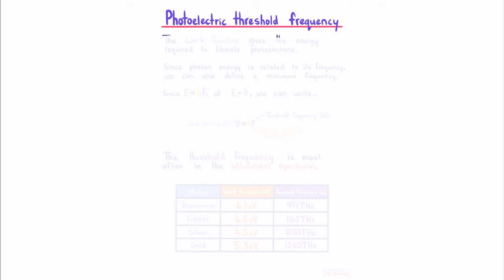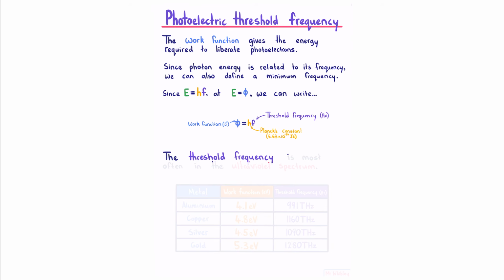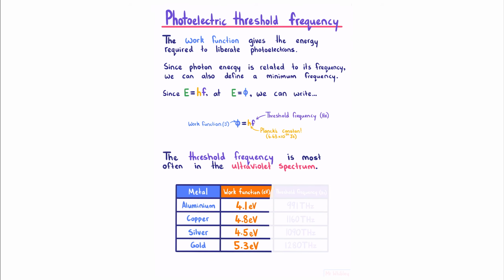Photoelectric threshold frequency. The work function gives the energy required to liberate photoelectrons. Since photon energy is related to its frequency, we can also define a minimum frequency. Since E equals hf, at E equals the work function, we can write that the work function is hf, where our f is the threshold frequency. The threshold frequency is most often in the ultraviolet spectrum. Here are the same metals from earlier, and here are their threshold frequencies.